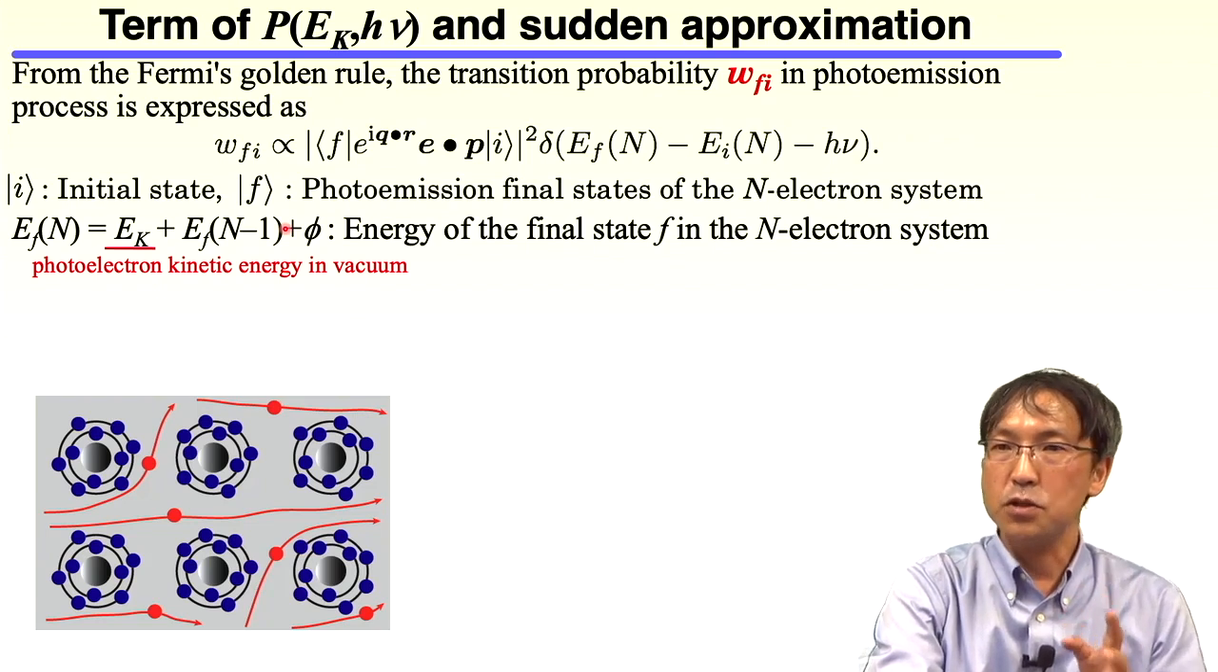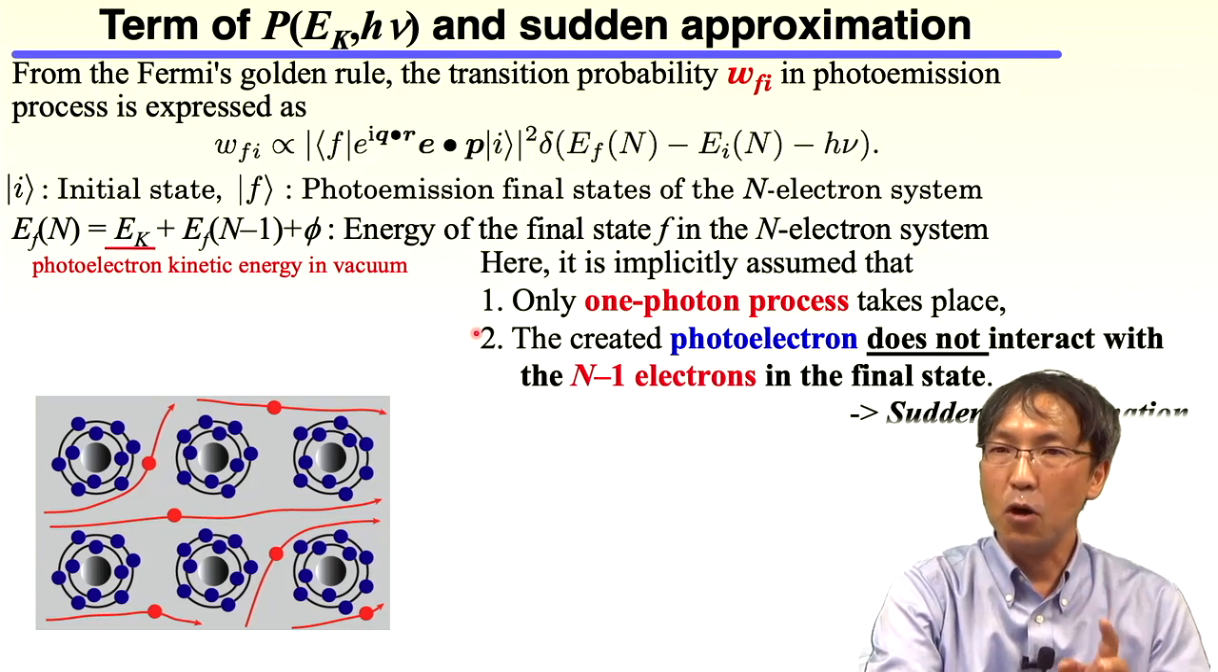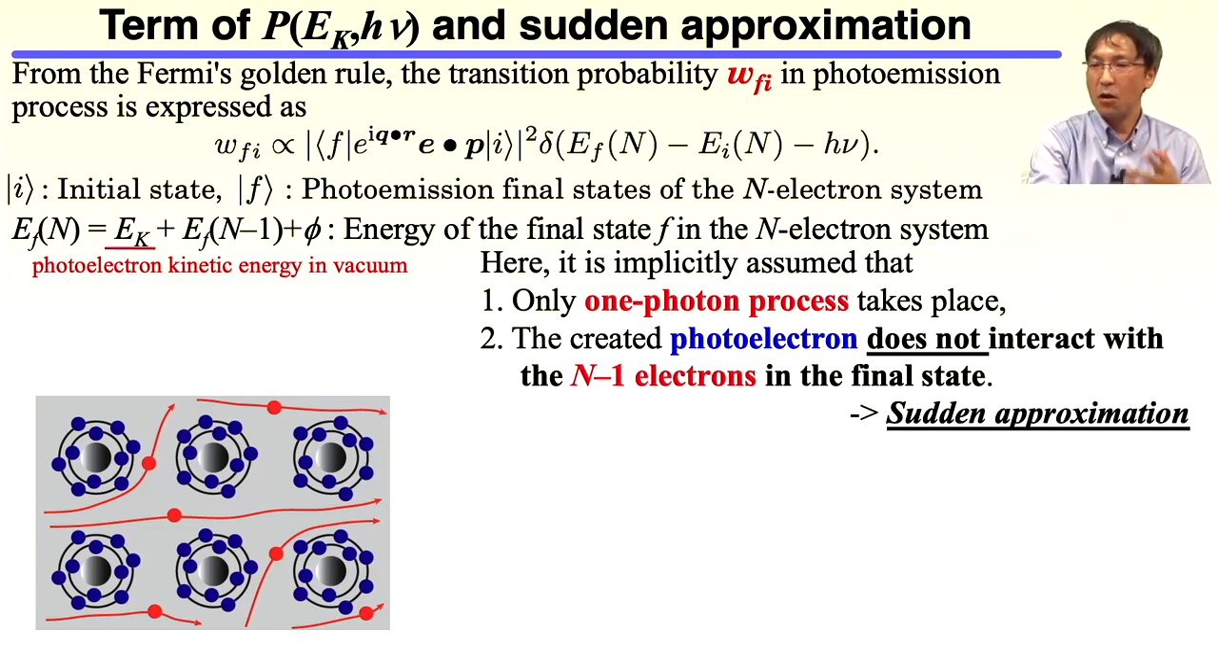Here I use two important assumptions, which are employed for almost all discussions of photoemission spectroscopy. One is that only a one-photon process takes place. This is natural. No one expects that the multi-photon process is predominant over the one-photon process. The other is that the created photoelectron does not interact with the residual n-1 electrons in the final state.